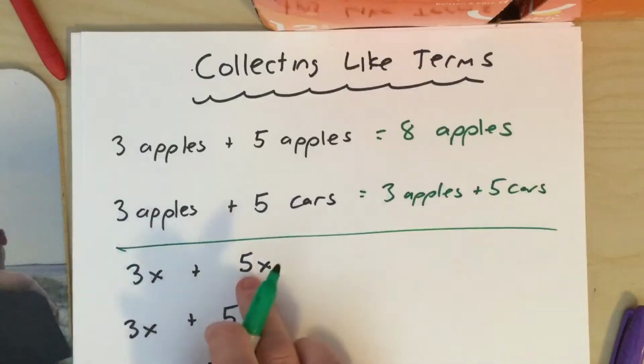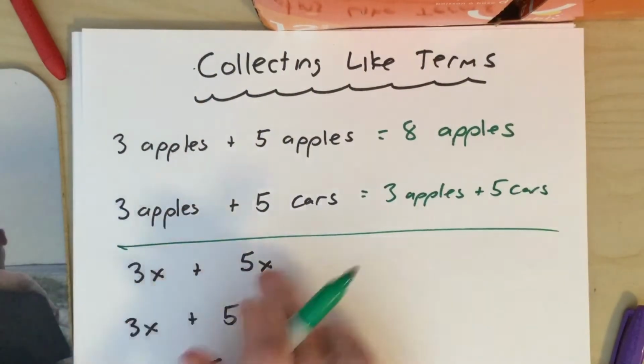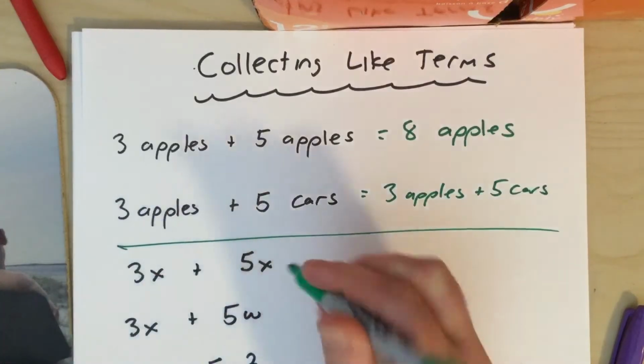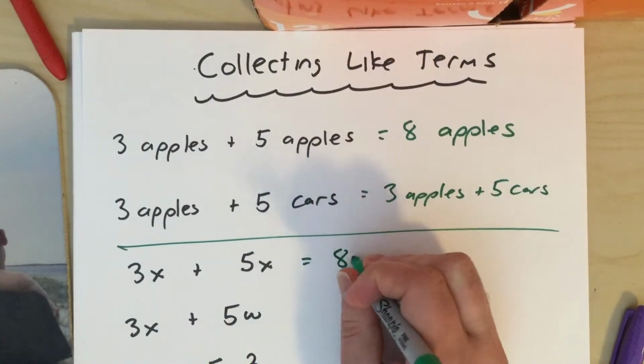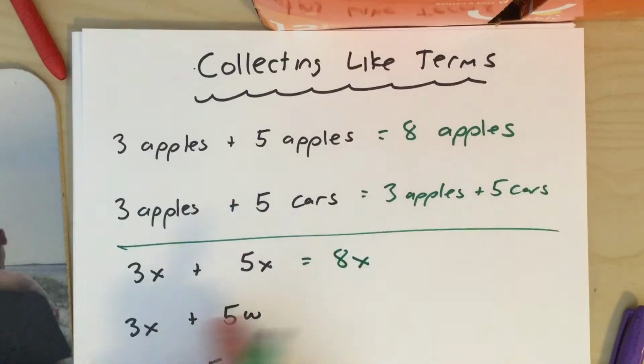So 3x plus 5x, is that like the apples and apples or apples and cars? That's like apples and apples. So 3 apples plus 5 apples is 8 apples. And that's how we collect like terms. So 3x plus 5x is 8x.